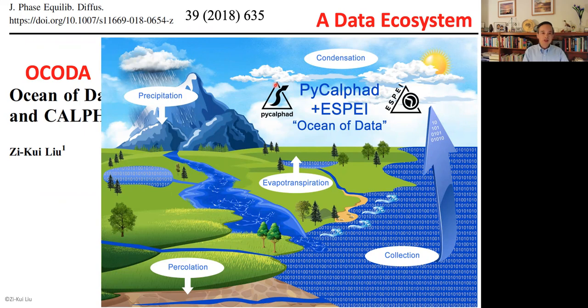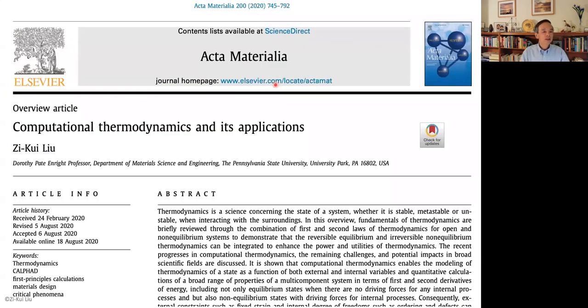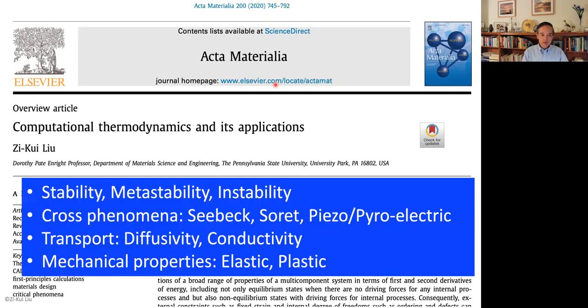Talking about applications, I wrote another paper last year about computational thermodynamics and its applications. Thermodynamics is way beyond phase stability. Of course, that is very important: stability, metastability, and instability. Actually, those can be used to discuss cross-phenomena, and I hopefully will have time for a few examples: Seebeck coefficient, Soret coefficient, piezoelectric and ferroelectric properties. It concerns transport properties, diffusivity, conductivity, and even mechanical properties like elastic or even plastic properties.